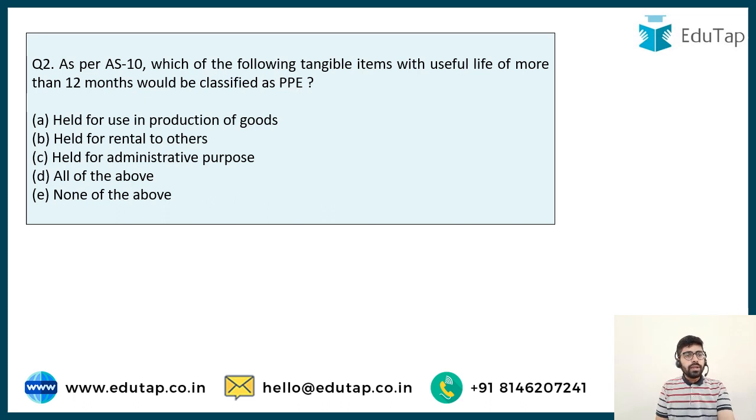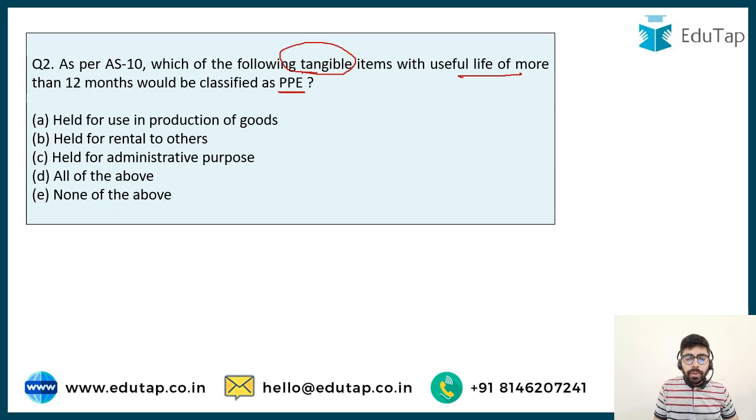So here is the question. As per AS10, which of the following tangible items with useful life of more than 12 months would be classified as property, plant and equipment? So just carefully take a look at this word as well. It is written tangible item.